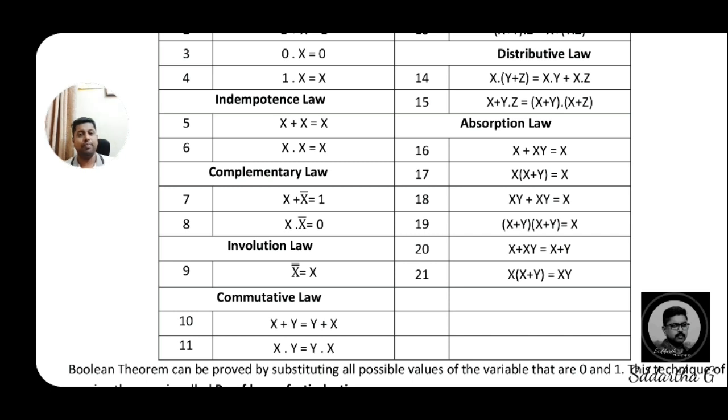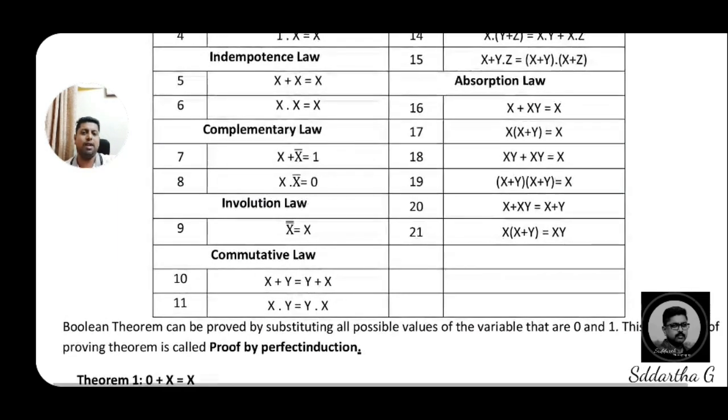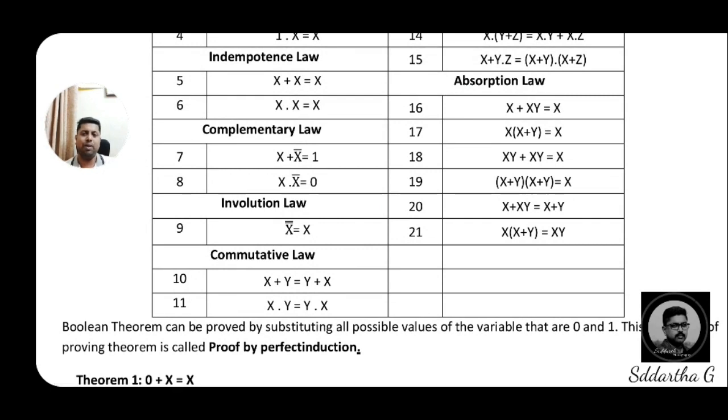Then the next theorem, involution law: x double bar is equal to x. If any variable is complemented twice, we get the same variable. That's the definition of the involution law. Then after this, the commutative law, which you may have heard in previous classes. This law states x plus y is equal to y plus x for addition, and x into y is equal to y into x for multiplication.